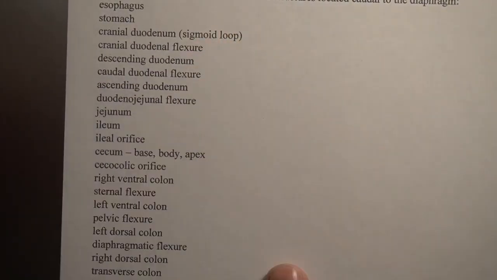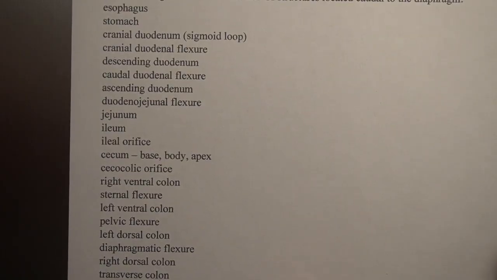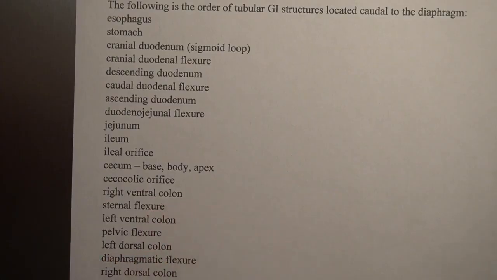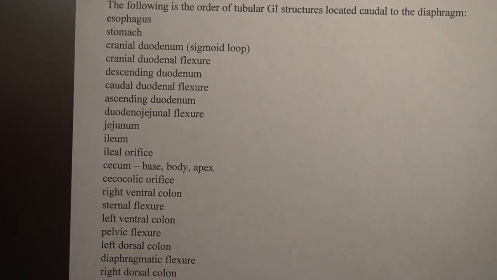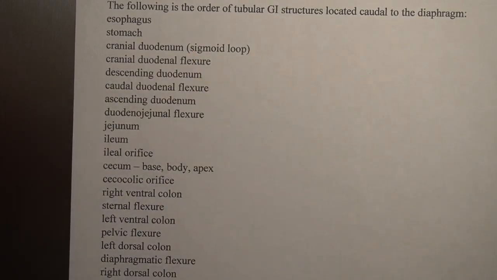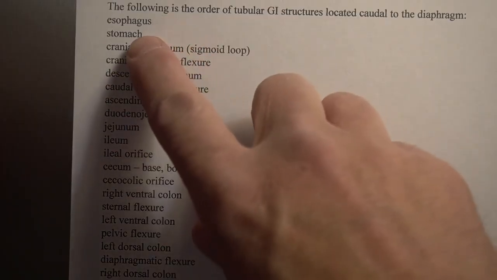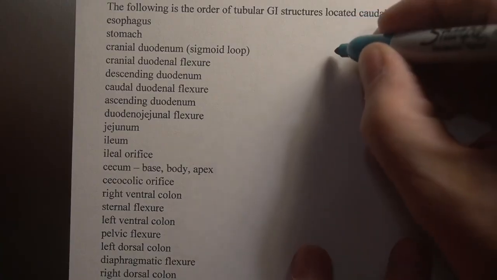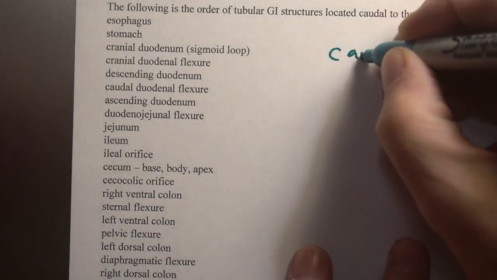Here's the list of GI structures, the tubular system as it goes through the animal that I sent out to you yesterday. I'm going to kind of talk about some of these things as they go down. The esophagus, nothing really special about that, easy to find. The stomach, once again, that will have different components to it. We have the initial part is the cardia.